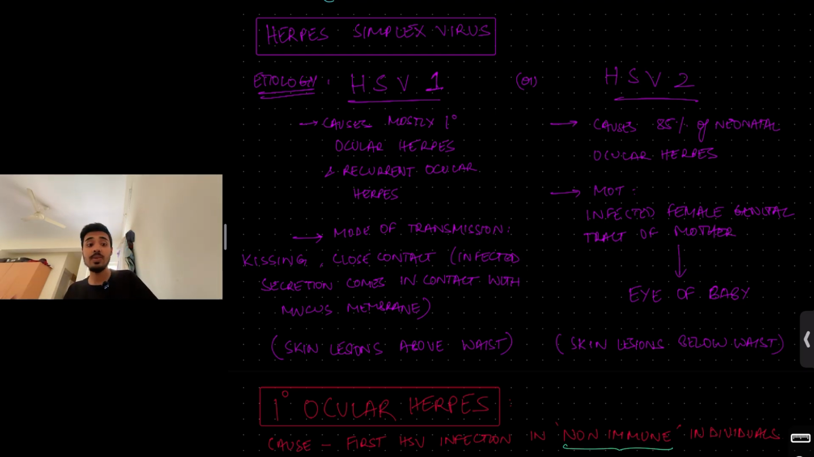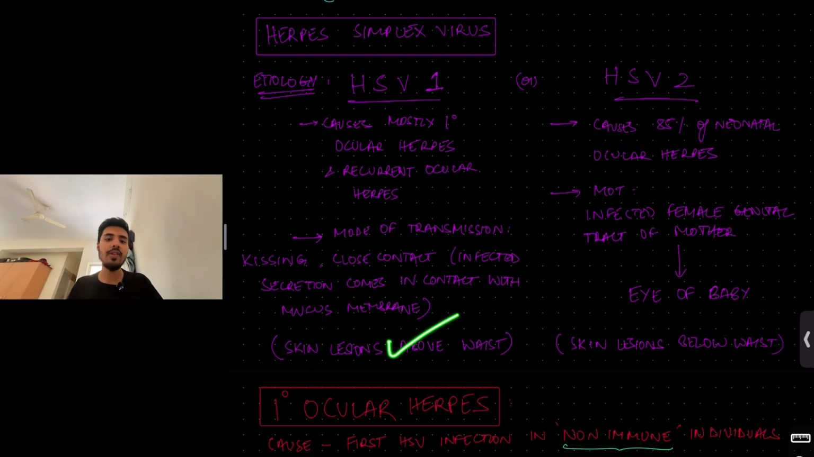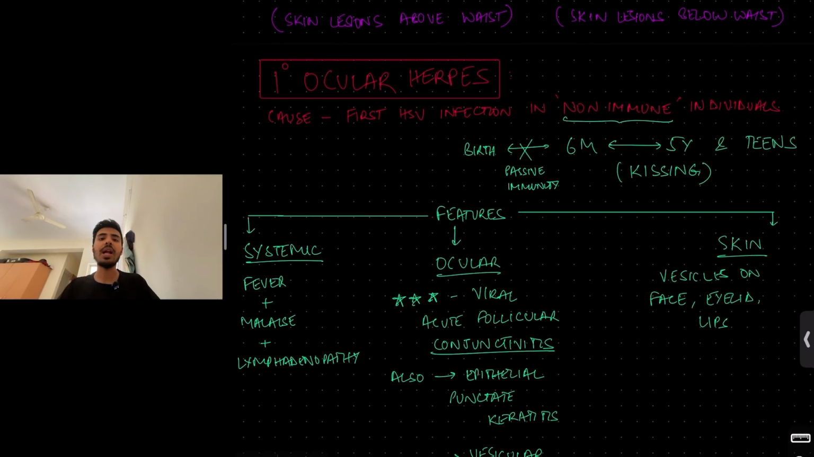Whereas HSV2 in neonates, how does it spread? From the infected genital tract of the mother to the eye of the baby during birth. This is HSV2. And as we know, HSV1 causes skin lesions above the waist, like oral herpes. HSV2 causes genital herpes, skin lesions below the waist. This is the etiology. Then coming to primary ocular herpes.